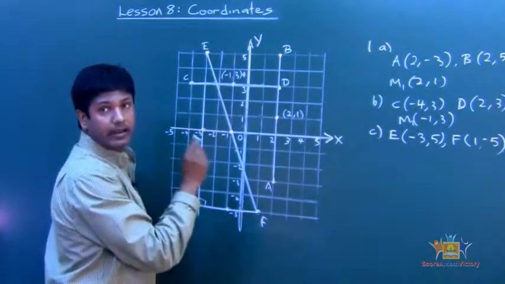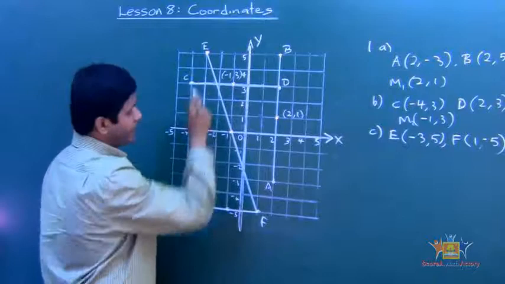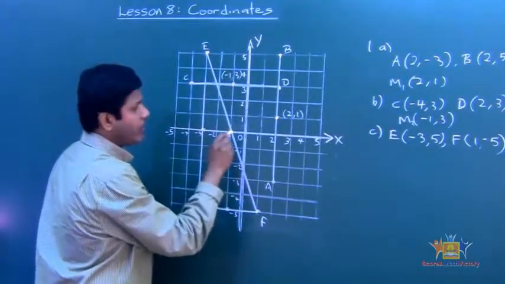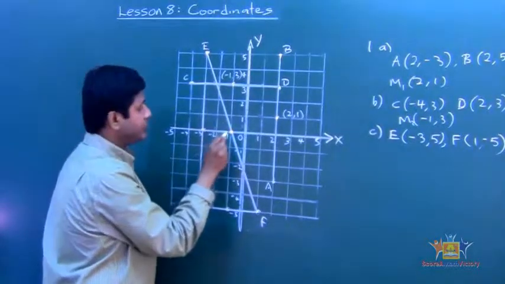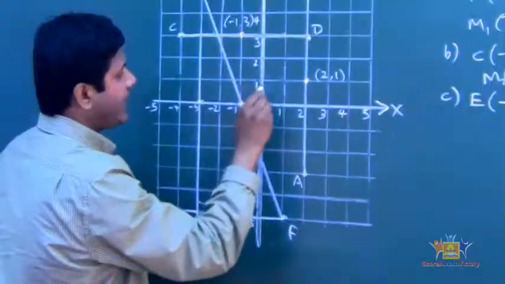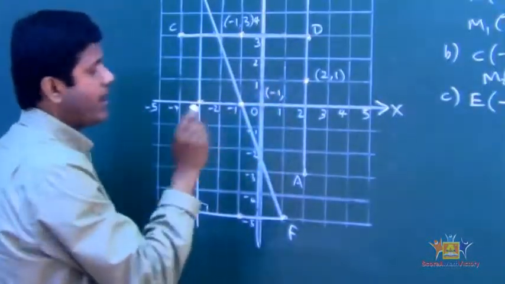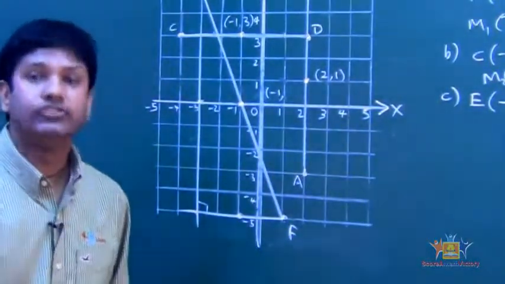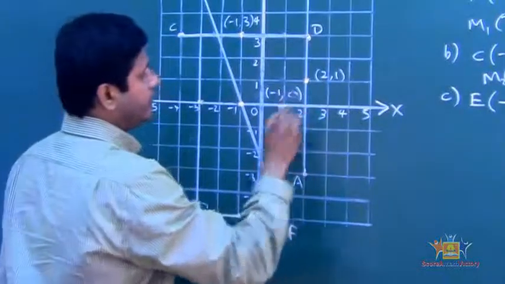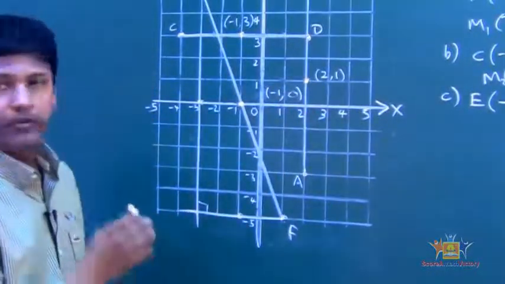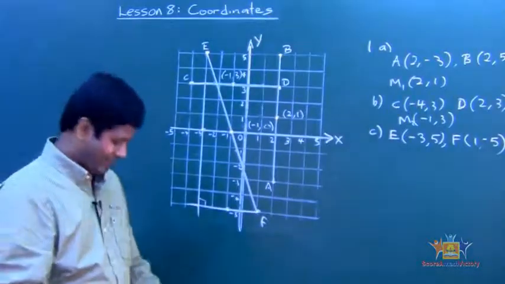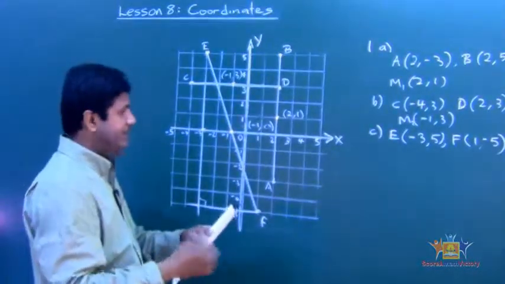Okay, so now let's find the coordinate for the midpoint for EF. Now look at the midpoint. It falls right on the x-axis, and it's touching on where? -1. That means x is -1. Whenever a point falls on the x-axis, y is always what? 0. Y is 0. So the midpoint for EF is (-1, 0). All right? Okay, good. Now let's do problem D.